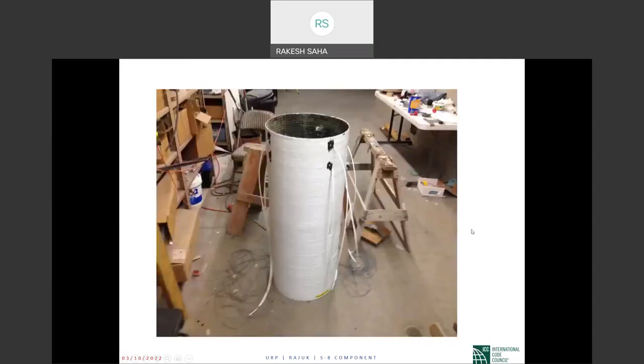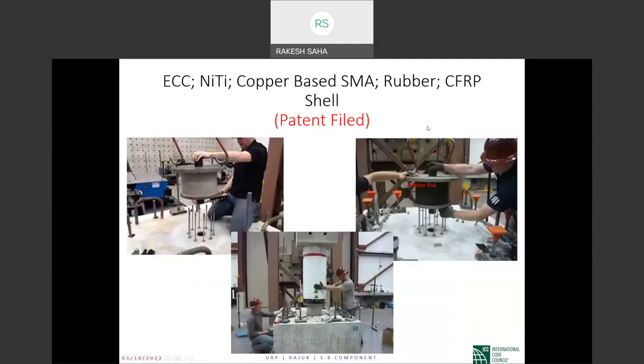So for the upper part, to make sure that it remains elastic, we use CFRP shells. Again, it doesn't have to be like that. You can use conventional reinforced concrete. It's possible to do that. We use a GFRP shell for the upper part. So these are various stages of assembly.